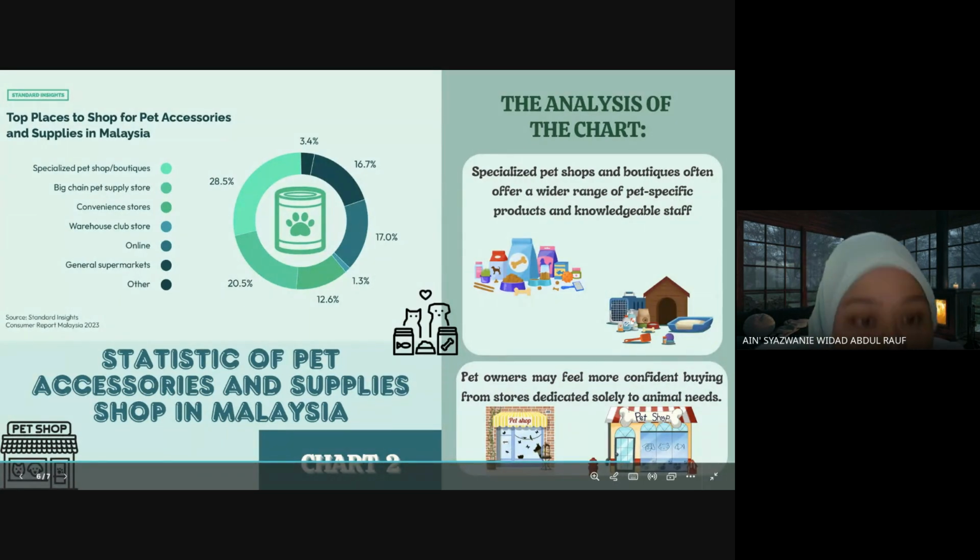Meanwhile, convenience stores only account for 12.6%, suggesting that while they offer quick solutions, they are not the primary choice for pet owners seeking variety or quality. Convenience stores usually provide a fairly small selection of pet supplies while being readily accessible. Instead of using them for routine or scheduled pet shopping, they are frequently used for last minute purchases.